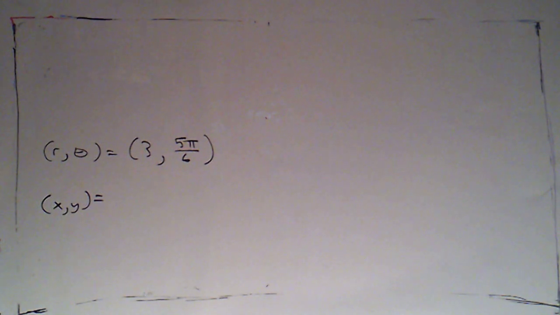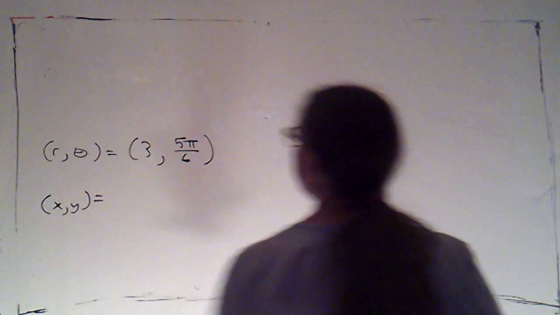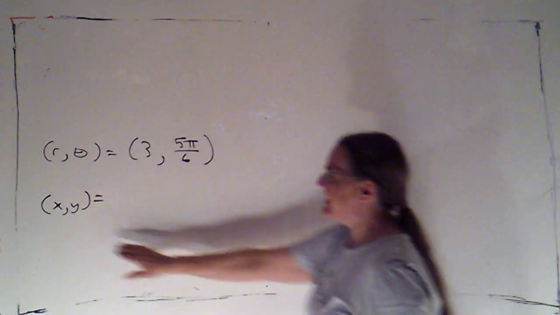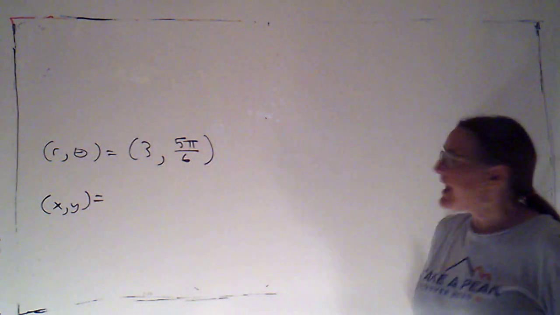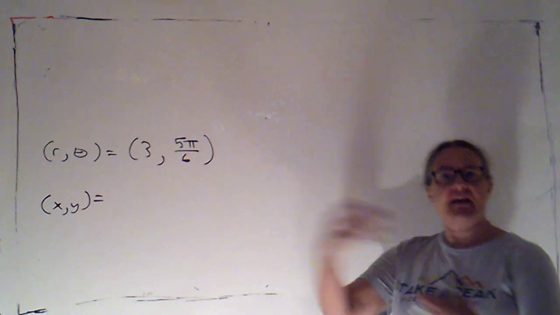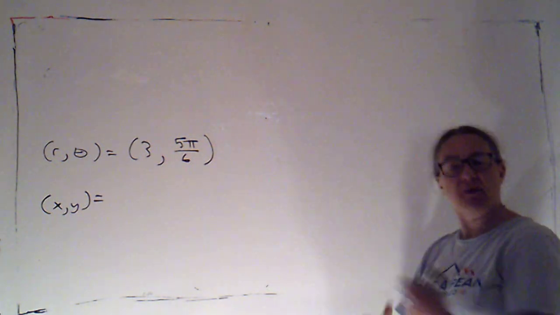At the end of the last video, I left you with this problem. Here's a point in polar coordinates. We want to find the rectangular coordinates. Now, last time I sort of started with a graph and then I double checked with the formulas. I think this time I'm going to do it the other way.